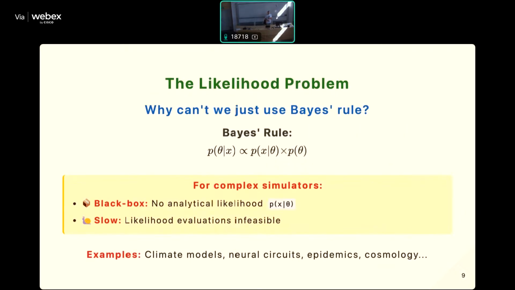So maybe a quick show of hands, who has been working with Bayesian inference, or who knows what a likelihood is, what a posterior is.